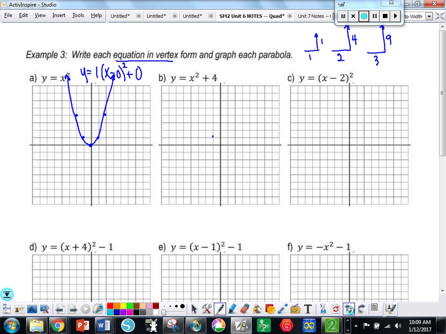Okay. What about this one, part B? How do I write that in vertex form? Y equals... So that means the vertex is where? Raise your hand if you know. Grace, you're up. (0, 4). Does that follow the regular pattern? Yes. So, over 1, up 1. Back to the vertex, over 2, up 4.